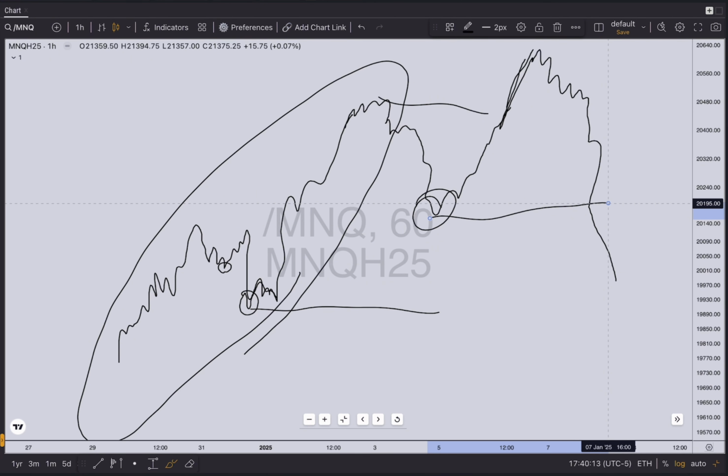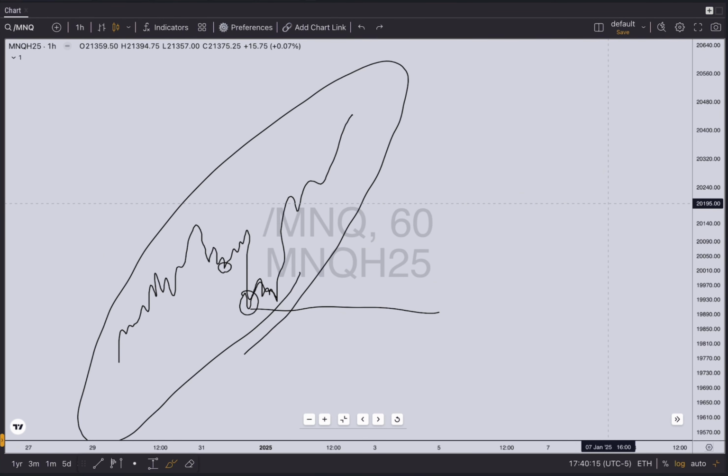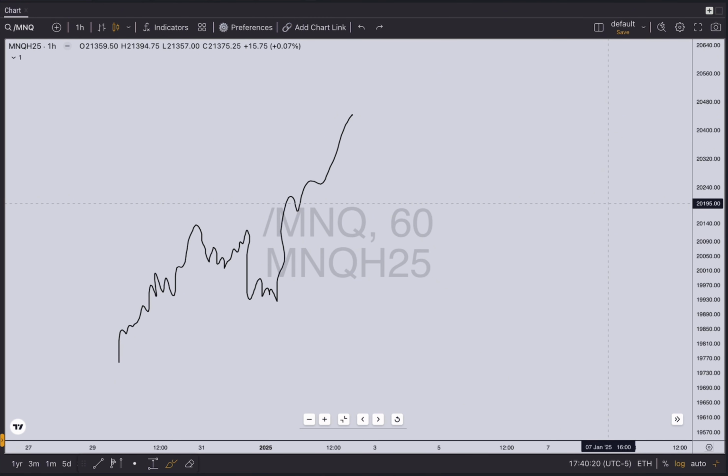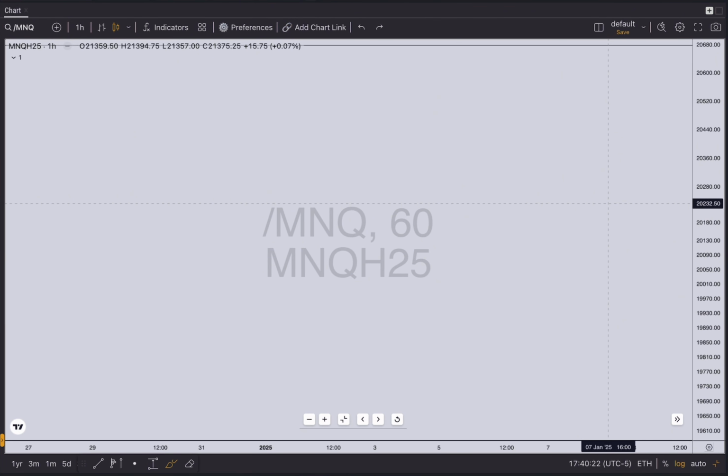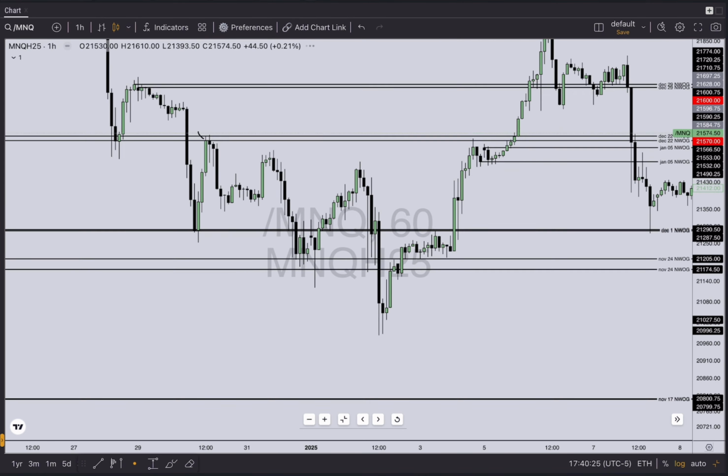So we need to be able to know which is the major low, which is the swing low, and which is the intern low. I'm going to show you guys now on charts what I mean.